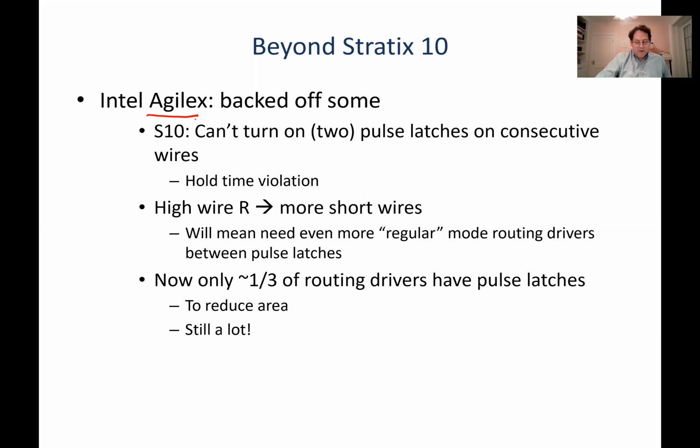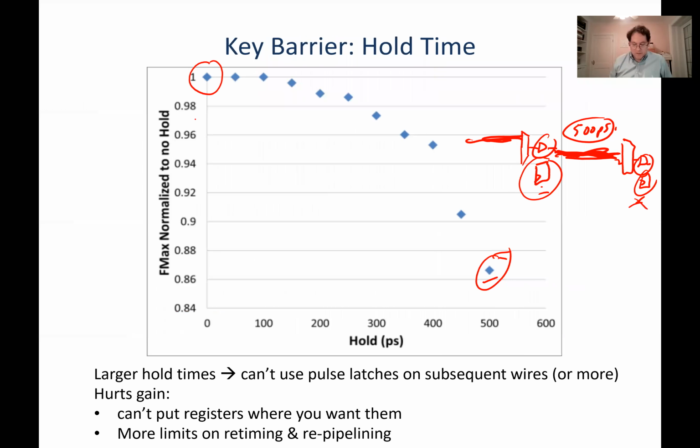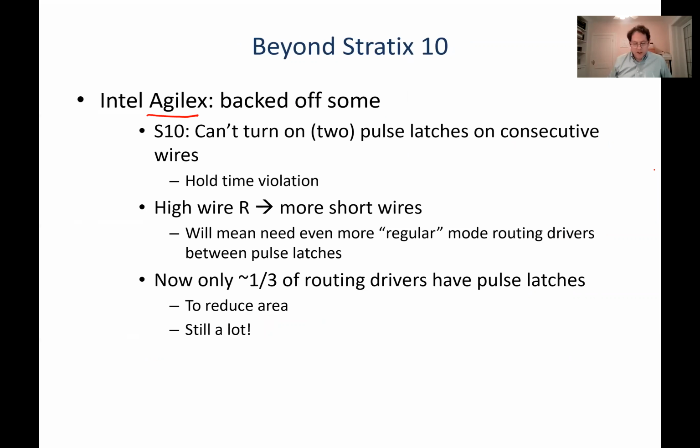Basically, I believe what they found is that in Stratix 10, remember this diagram shows that exactly what hold time they achieve on these pulse latches is going to affect how aggressively they can use them. Can they turn them on one wire feeding another wire? Can they put pulse latches on both of them or not? From results I've seen in Quartus, it appears that they can't turn on two pulse latches on consecutive wires. The hold time isn't good enough on these pulse latches. So they can't really use all the pulse latches they built.